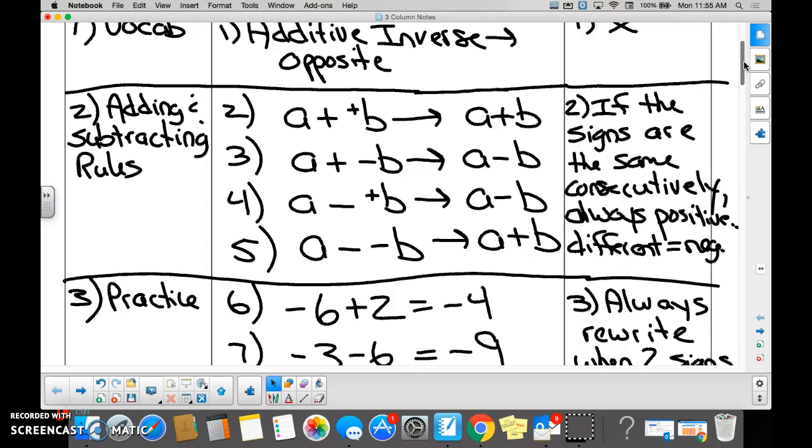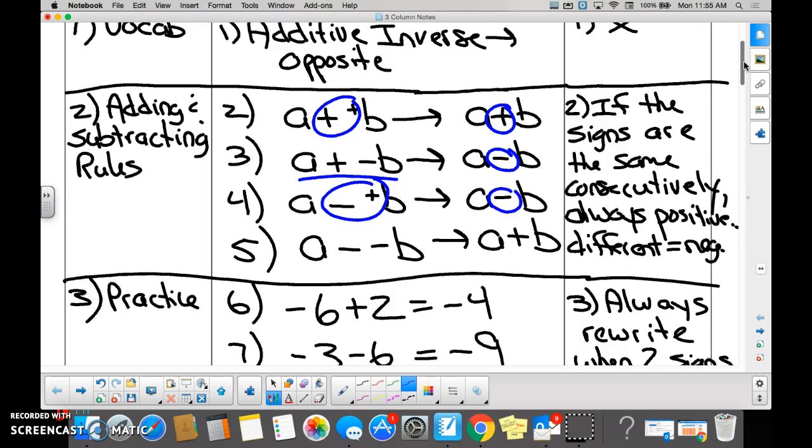So I'm on number 3 right now. If you are adding a negative, you're going to subtract. If you are adding a positive, you are going to add. If you are subtracting a positive, you are going to subtract. And if you are subtracting a negative, you are going to add.